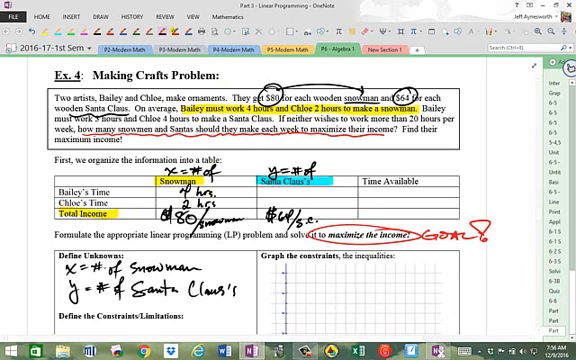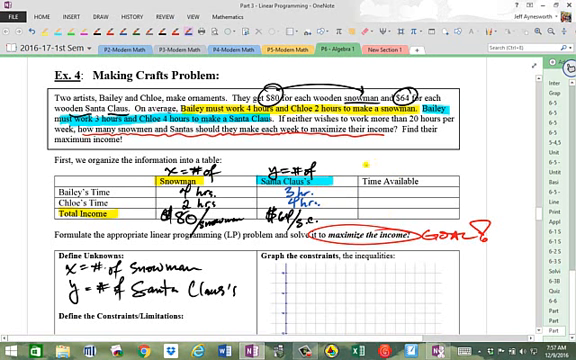It's different for the Santa Claus. Bailey must work 3 hours. Let me check to see if that's 3. Yes, it is. 3 hours and Chloe 4 hours to make Santa Claus. So here, 3 hours for Bailey and Chloe 4 hours here to make the Santa Claus.